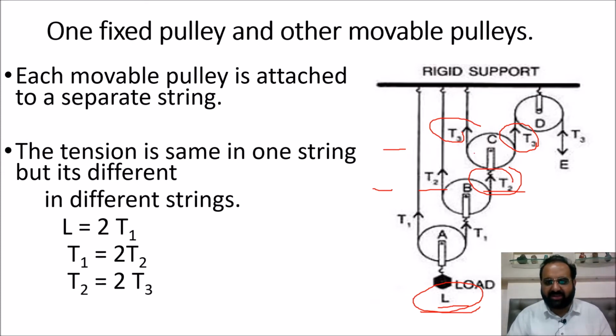So over here, can you all see A is connected to a separate string over here. Similarly, B is connected to a separate string and C is also connected to a separate string over here. Okay, let me rub all this.